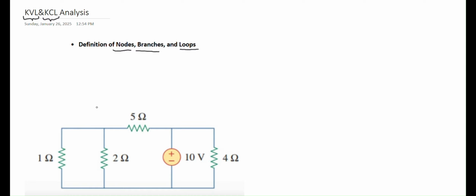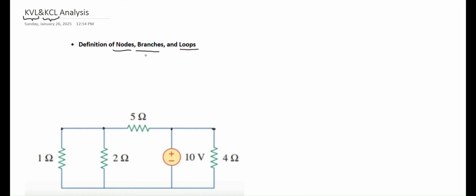What is a node? As the name infers, a node could be thought of as an intersection in a circuit. What is an intersection? It's a point that two or more branches meet each other. It could be a two-way intersection like what we see here, or a three-way intersection.